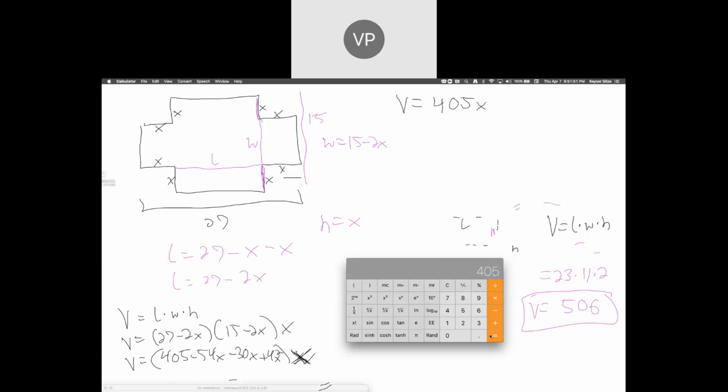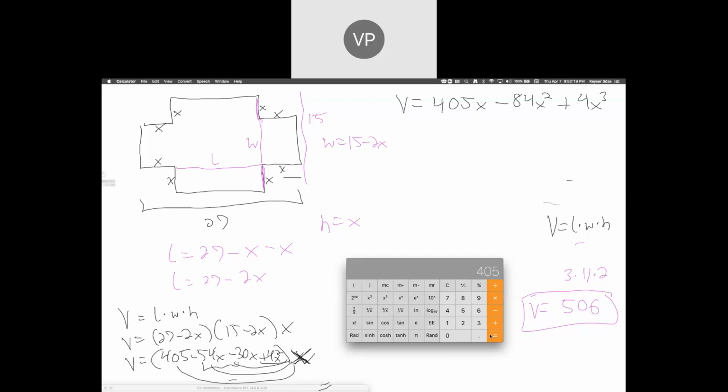405x. And then, keep in mind, you can add those two terms. That looks like it's a negative 84x. So when I multiply by the x, it's a negative 84x squared. Remember, the x is distributing to everybody inside. And my last term is a positive 4x cubed. This is the thing that we are trying to maximize. Remember the goal: maximize the volume of the box.